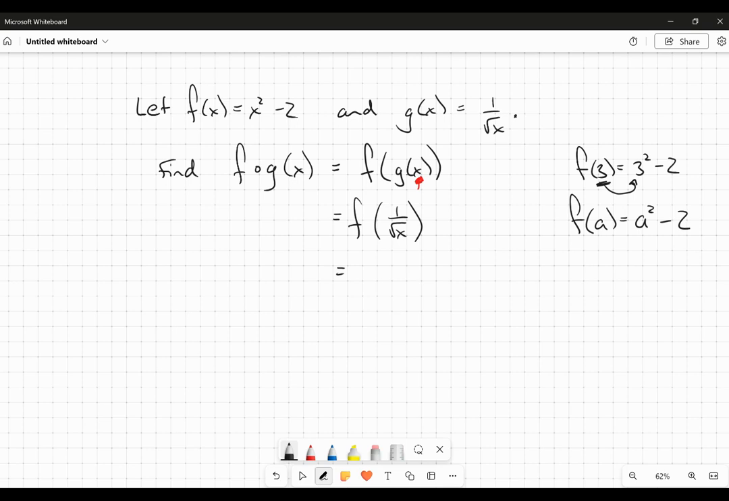So if I see f of 1 over the square root of x, I'm going to square that and then subtract 2. And so this is going to be 1 over x when I square that, and I'll subtract 2. Now, I could combine these by finding a common denominator. I don't really need to. That wasn't my intention for this question, but I really could, and make that 1 minus 2x over x, and let that be the simplified expression. But really what I want you to understand here is what's going on with this notation and what we mean when we say f composed with g.